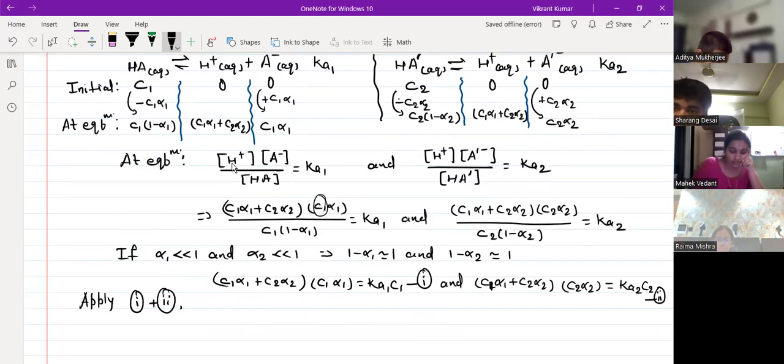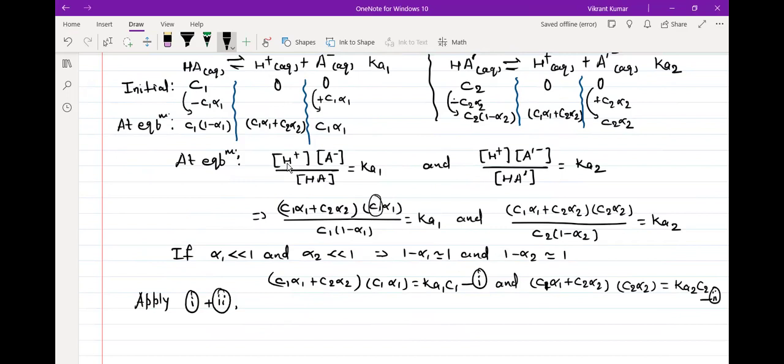Apply 1 plus 2, क्या हो रहा है left side में, क्या आएगा बताओ जरा, what will get on the left side 1 plus 2 करने से, C1 alpha 1 plus C2 alpha 2 whole square आ जाएगा. And what is this term, C1 alpha 1 plus C2 alpha 2, what is this term? It is concentration of what, concentration of H plus directly आ जाएगा, है ना. So what we are getting, this plus this, and that is nothing but H plus का concentration का square, और अपने को यही तो चाहिए था.